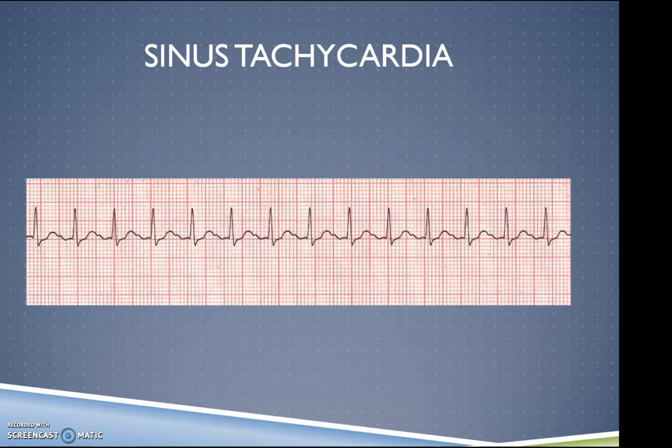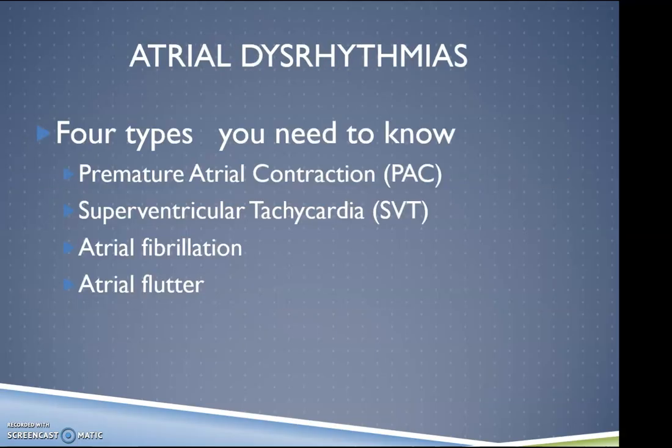This is what a strip of sinus tachycardia would look like. And if we count the complexes and get an approximate heart rate, we'd have a heart rate of 140. So that's sinus bradycardia and sinus tachycardia. Now we're going to move into the atrial dysrhythmias. 4 types that you need to know.